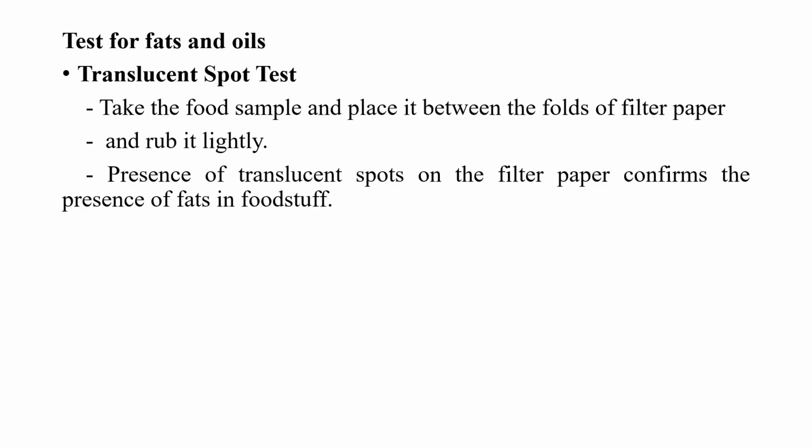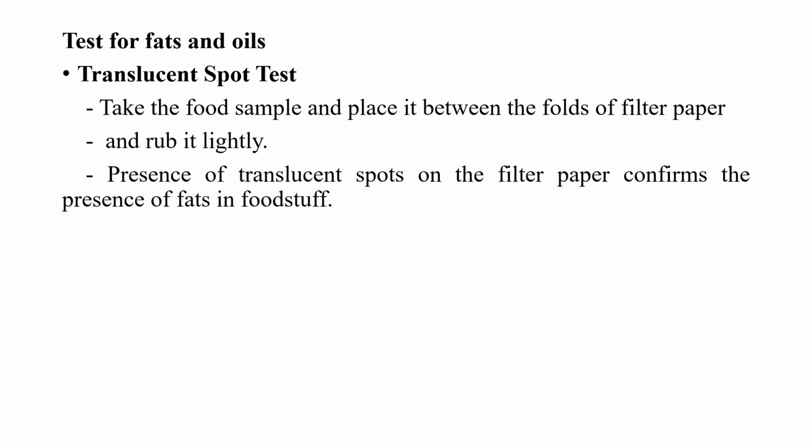Then the next one is the test for fats and oil. In the test for fats and oil, the first test that we refer to is the translucent spot test. What you do in this one is take the food item and place it between folds of filter paper. You fold the filter paper and place the food item in between it. Most times you use things like groundnut granules. Then you rub it or you press it.